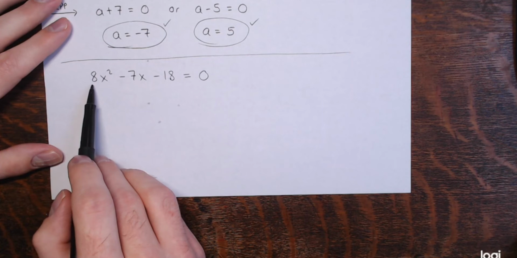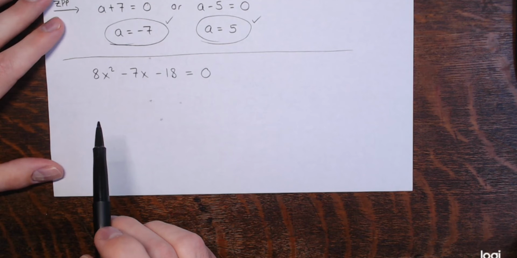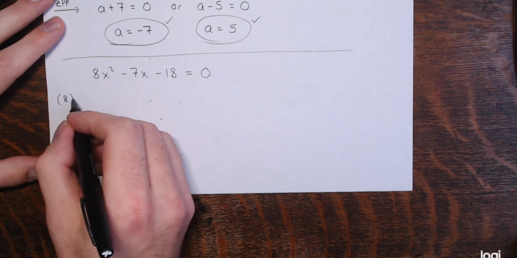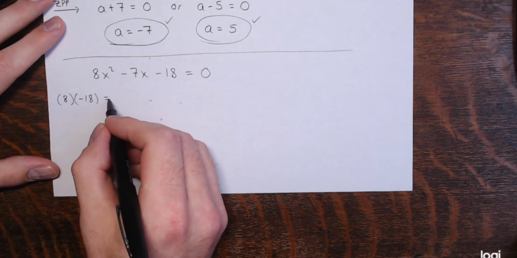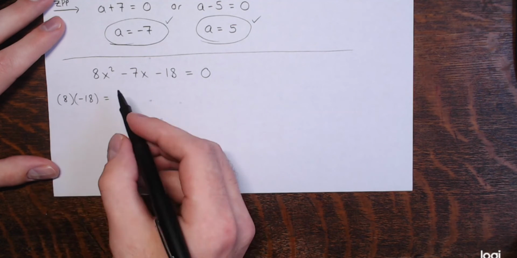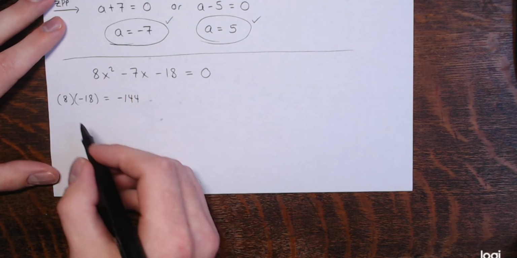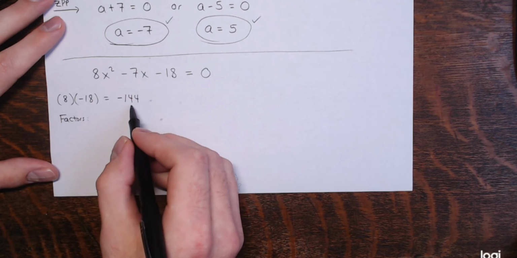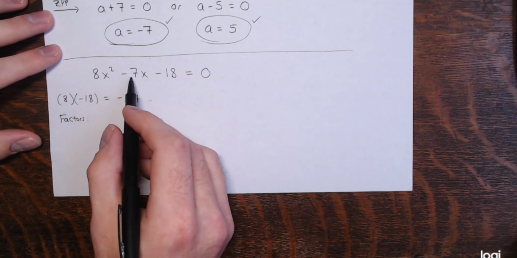Now, because the lead coefficient's not 1 on this quadratic, I'm going to do that A times C grouping method that I do for these, right? So what's 8 times negative 18, the lead coefficient times the constant? Well, 8 times 18, that's 80 plus 64, that's 144. So this is negative 144. And then I'm looking for a pair of factors of negative 144, so one's got to be negative, one's got to be positive, that add up to negative 7.